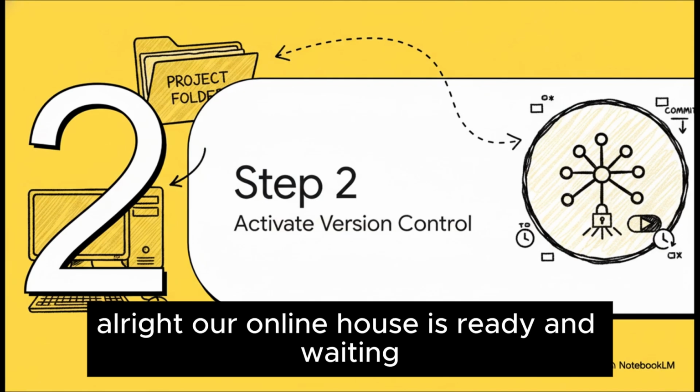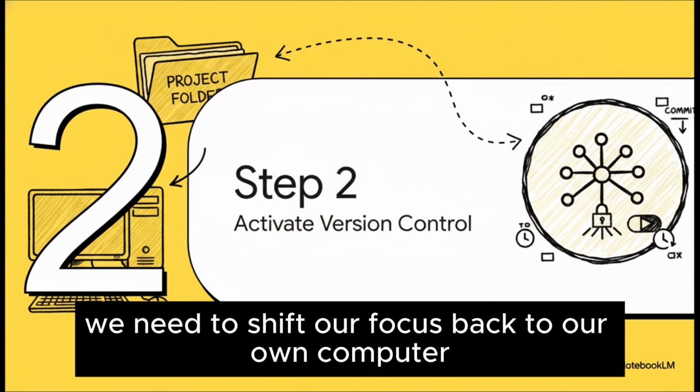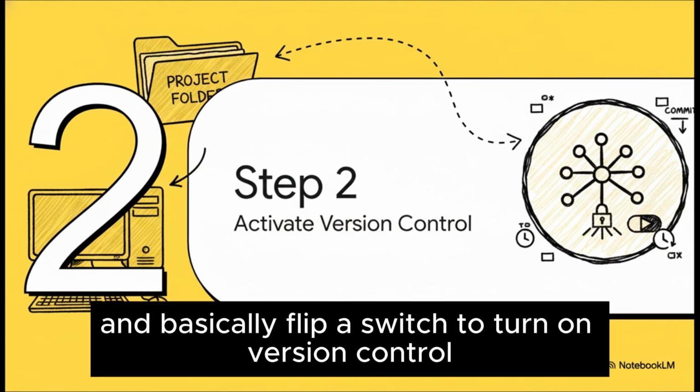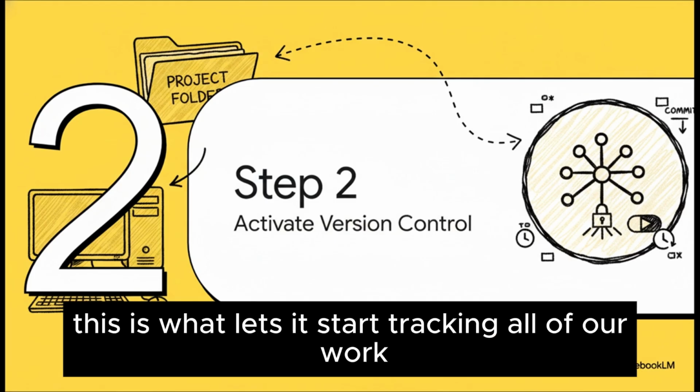All right, our online house is ready and waiting. Now we need to shift our focus back to our own computer. We're going to go into our project folder and basically flip a switch to turn on version control. This is what lets it start tracking all of our work.